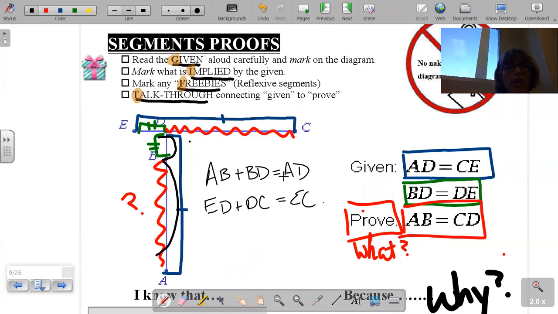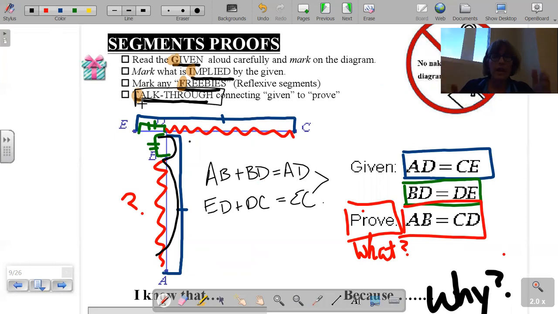That's implied. Given, implied. Freebies. Freebies are things that are true, but not part of the given. This would be an example of a freebie. That's a true statement, but it's not part of the given. Talk through. Really important process. You talk through how you know it's true. In this case, if those big blue segments are equal and the little green ones are equal, how do you know the reds are equal? That's because if you take the green away from the blue, the red left over is the same.